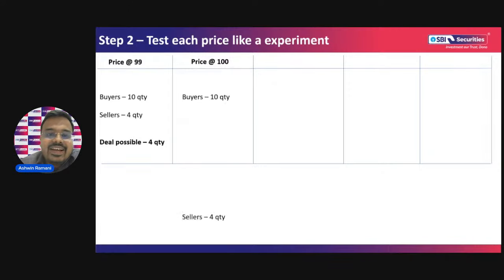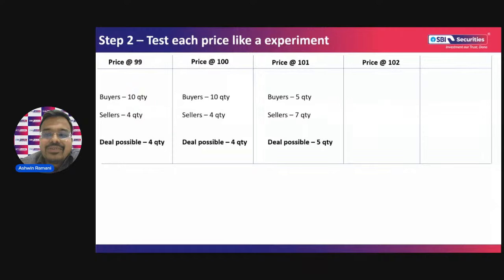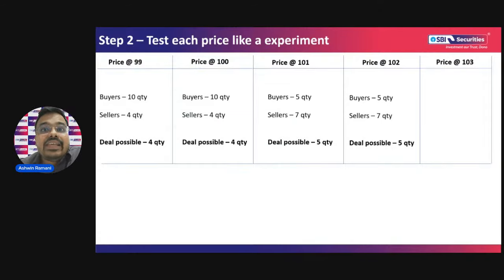Perfect. I think you all are getting a hang of this now. So at 102, the buyers are 5 quantities and sellers are 7 quantities. Again, what is the maximum deal possible, guys? Is the maximum deal possible 5 or 7? Again, there are 5 buyers and 7 sellers, so the maximum deal possible will be 5 quantities. Perfect. Now let's come to the price at 103.